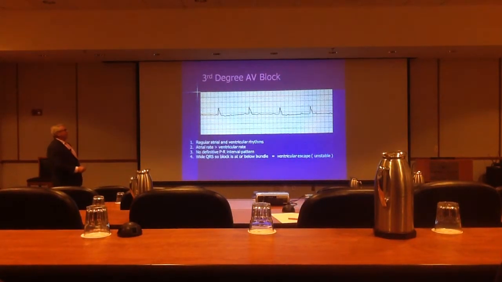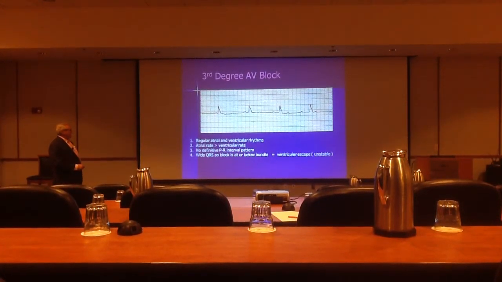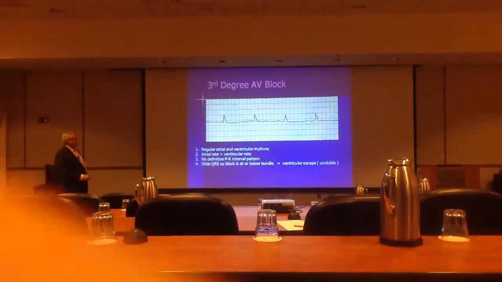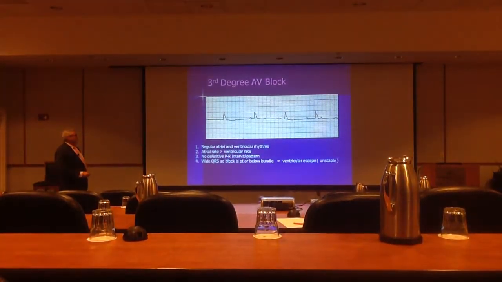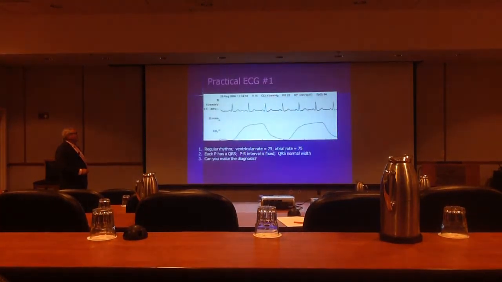Again, something that looks regular. The distance from here to here to here to here, they're all equal. And then you have to find P waves. Well, there's one there, one there, one there, one there, one there, one right there, one there, one there. And if you measure those intervals, they're all fixed, but this P wave rate is faster than the ventricular rate. That's a third-degree AV block.